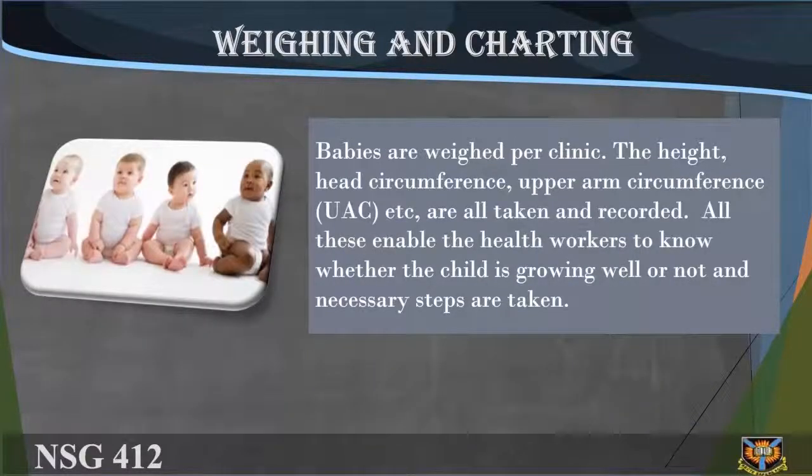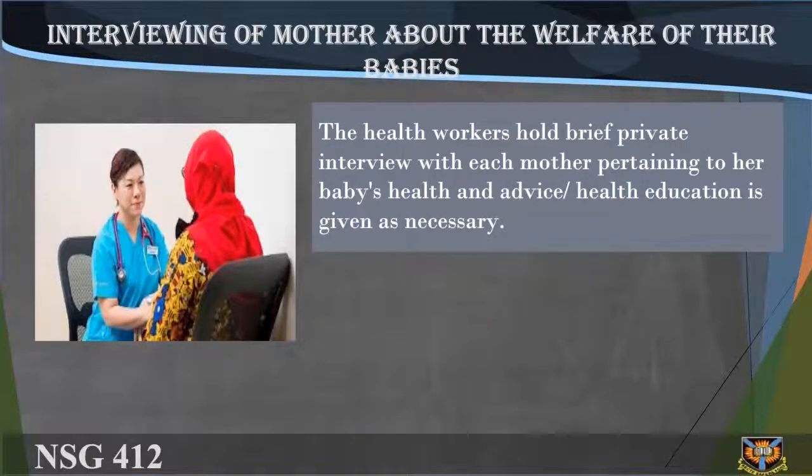Weighing and charting. Babies are weighed per clinic. The height, head circumference, upper arm circumference, UAC, etc. are all taken and recorded. All these enable the health workers to know whether the child is growing well or not, and necessary steps are taken. The health workers hold a brief private interview with each mother pertaining to her baby's health, and advice or health education is given as necessary.